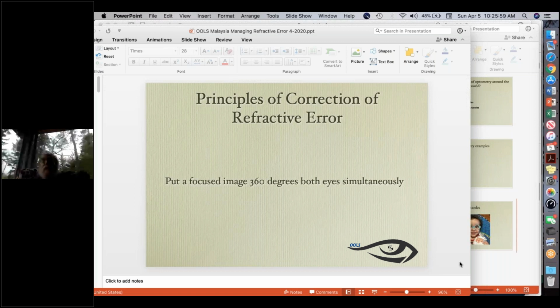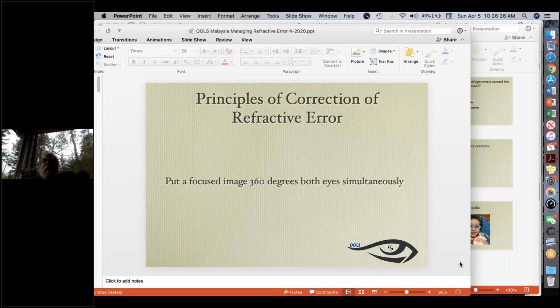And what is the refractive correction that has been mandated in all of the ATS studies? Exactly what I've written down here in this slide. A focused image, 360, both eyes simultaneously. Bottom line, that means fully correct the astigmatism at the axis you find. Do not change the difference between two eyes in an individual with anisometropia.